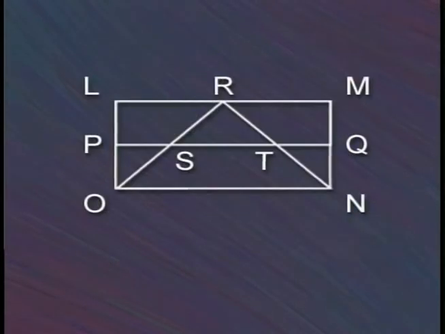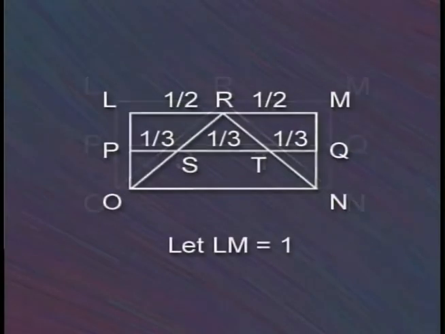Let the side of square LMNO equal 1 unit. We know that R is the midpoint of side LM. Why? Well, LO equals MN and RN equals RO. This makes triangles LOR and MRN congruent. So side LR equals side RM. Using a length of 1 for LM, we know that LR equals 1/2 and RM equals 1/2.